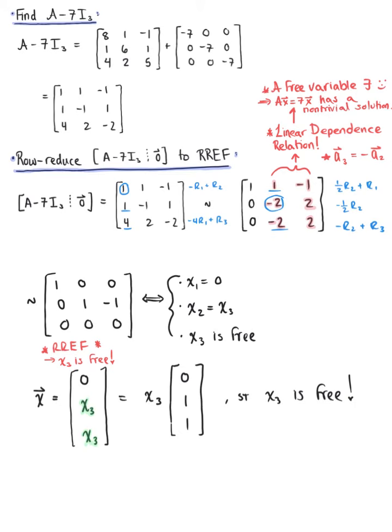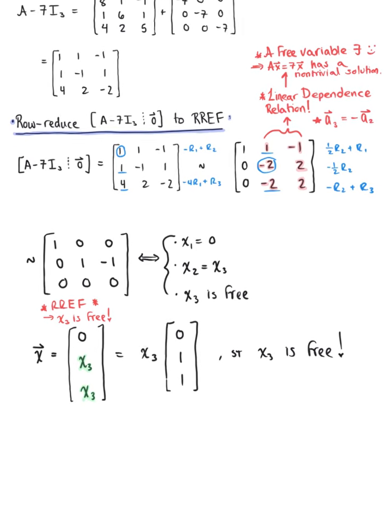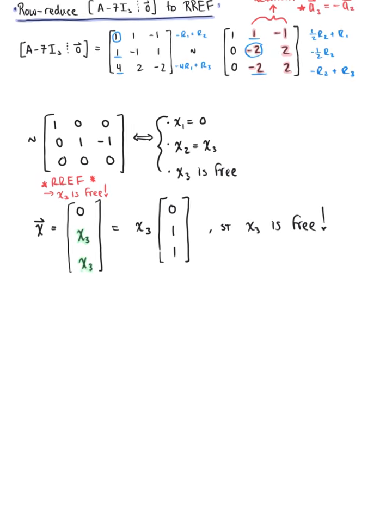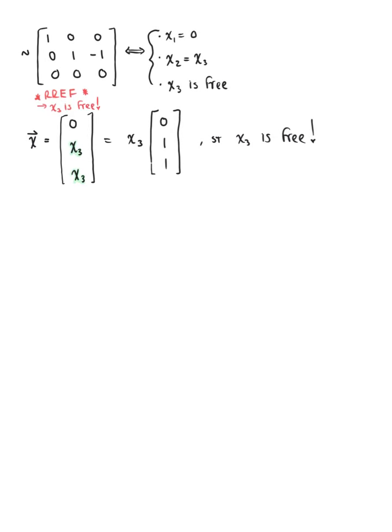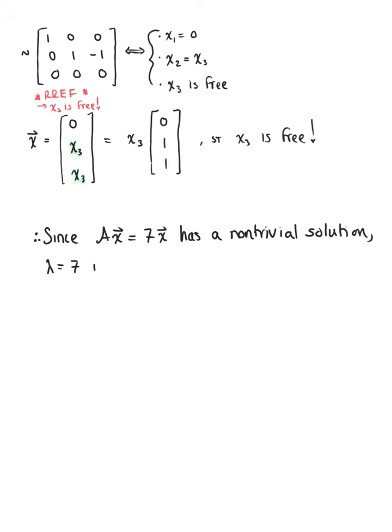So we are officially ready at this point to make our conclusions. We can conclude that, since matrix A times vector x being equal to 7 times vector x has a non-trivial solution, x sub 3 is a free variable, so we know there are infinitely many solutions to this equation. Since a non-trivial solution exists, we can conclude that lambda equals 7 is an eigenvalue of matrix A.